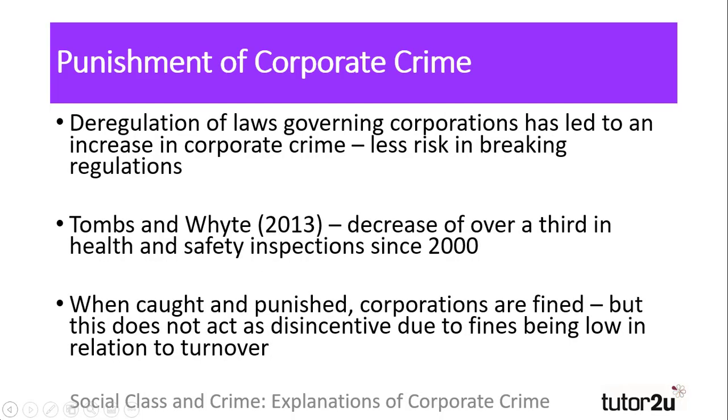A further explanation of why corporations commit crime is due to the reduced risk of getting caught or punished suitably for their actions. With the growth of neoliberal economics on the global stage and the deregulation of industries, corporate crime has increased. This is due to there being less risk involved in breaking laws. Toombs and White highlight that in the UK, since the turn of the century, there's been a decrease of over a third in the number of health and safety inspections, allowing more companies to breach these regulations and put their own staff and customers at risk.